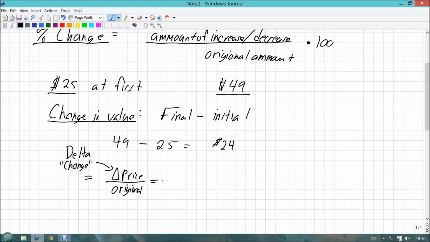So in this case, the change was $24. We calculated that right here. And then we look at what our original was. Our original was 25. And of course, we're going to multiply the result by 100. Turning this into a decimal, we get 0.96. And again, we're still multiplying that by 100, which is going to be a 96% increase in the cost of going to McDonald's.